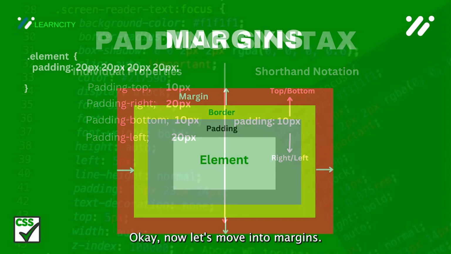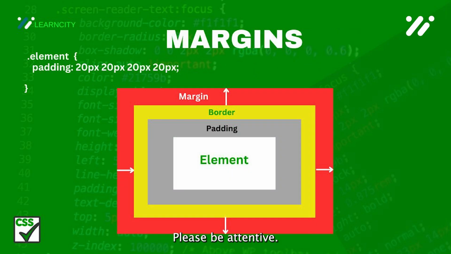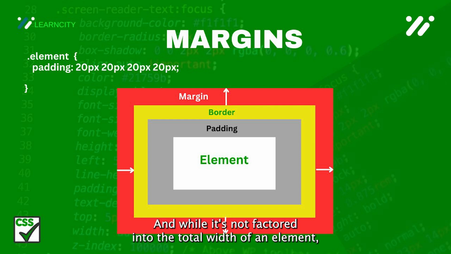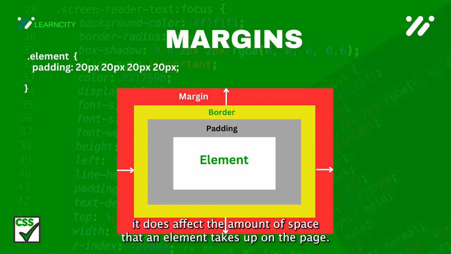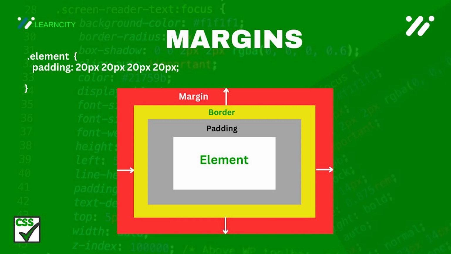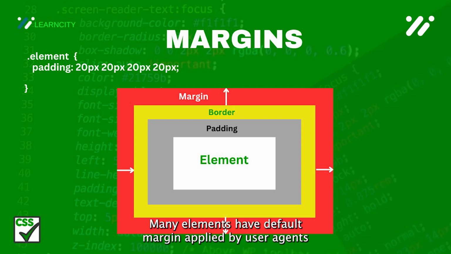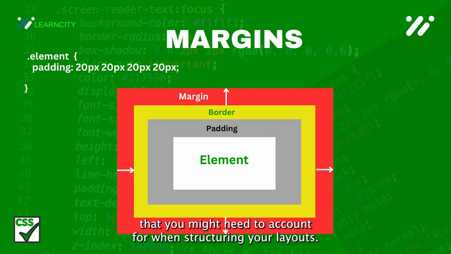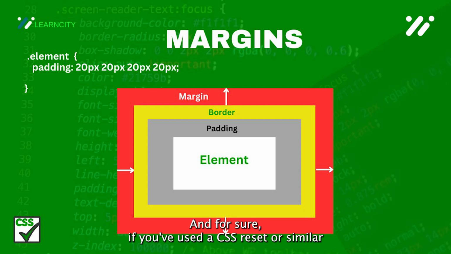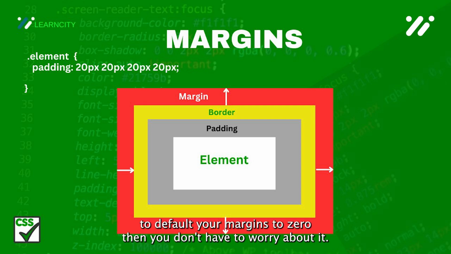Okay. Now, let's move into margins. Please, be attentive. Margins are applied outside of an element's border and represent the space between elements. And while it's not factored into the total width of an element, it does affect the amount of space that an element takes up on the page. It's a very important part of achieving proper spacing between elements. Many elements have default margin applied by user agents that you might need to account for when structuring your layouts. And for sure, if you've used a CSS reset or similar to default your margins to 0, then you don't have to worry about it.